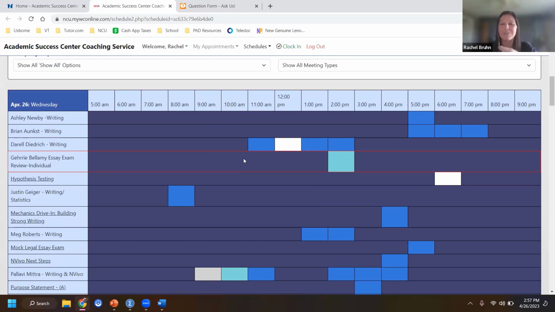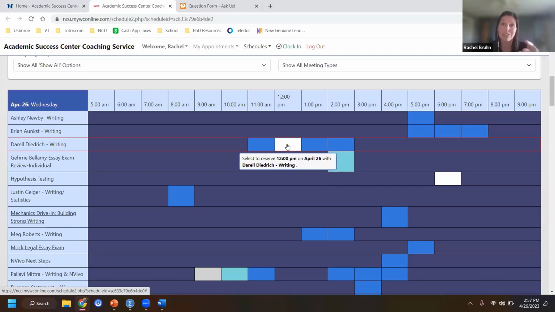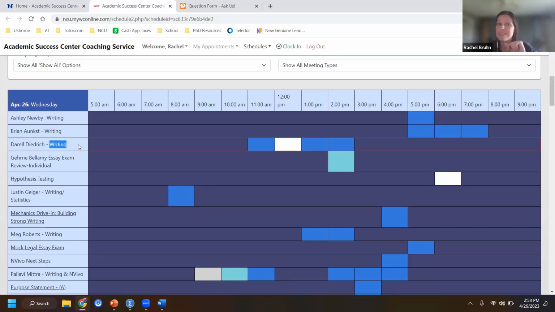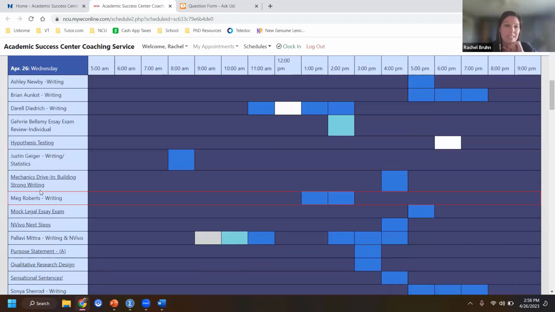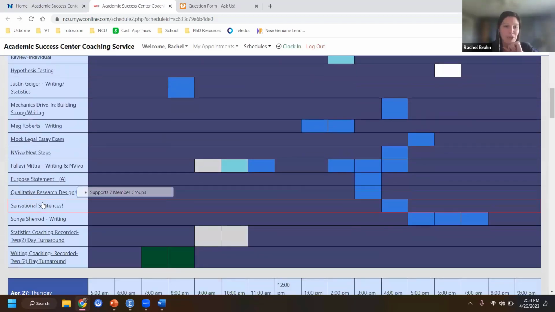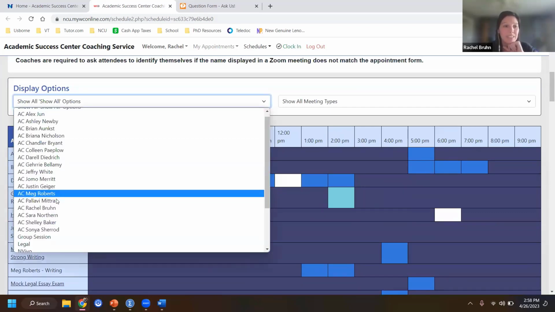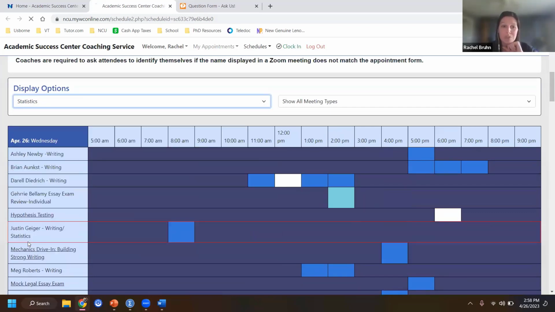So for individual sessions, you might need a coach to schedule it for you. Like this white space would be white to you. That is an individual session. You could schedule it, but you can see that is with a writing coach, which isn't what you want if you want statistics. So you can see where our statistics coaches are in this list. You can also use this handy little filter here and go down and just choose statistics.